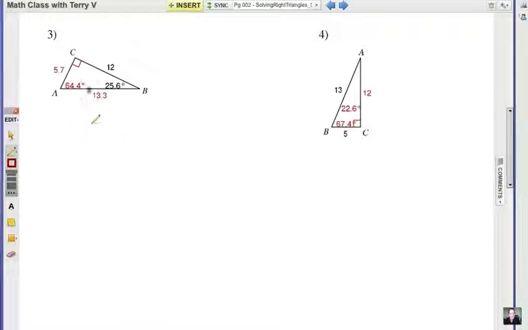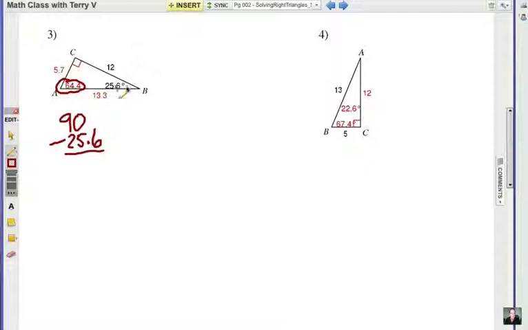All right, for number 3, same strategy as before. You're given one of the acute angles. Let's go ahead and subtract that angle from 90 to see what the other acute angle must be. And here we have some decimals to worry about. All right, so that'll give you your angle at A.